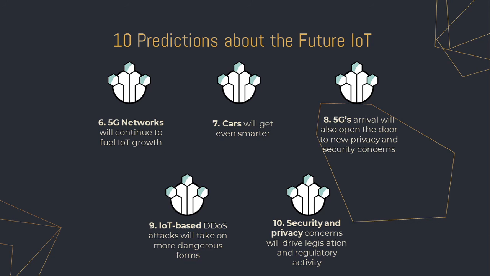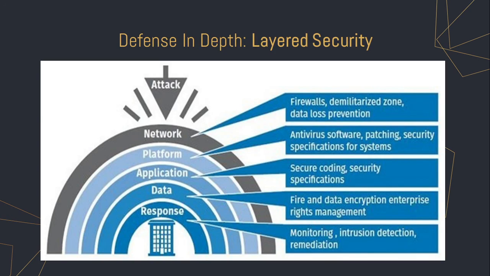Okay, next is security and privacy. Security and privacy concerns will drive legislation and regulatory activity. The increase in IoT devices is just one reason security and privacy concerns are rising. Okay? In mid-2018, the European Union implemented the General Data Protection Regulation, or GDPR. GDPR has led to similar security and privacy initiatives in several nations around the world.